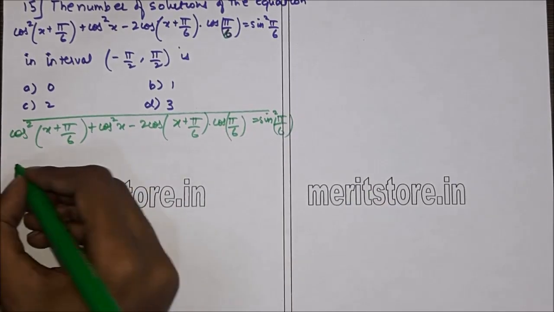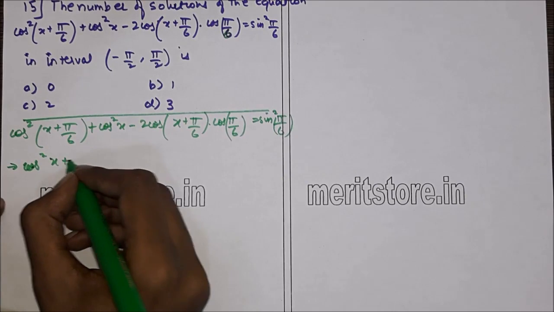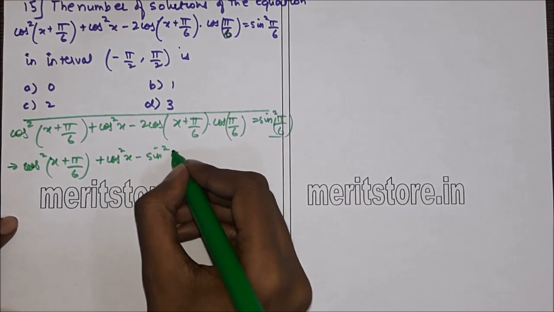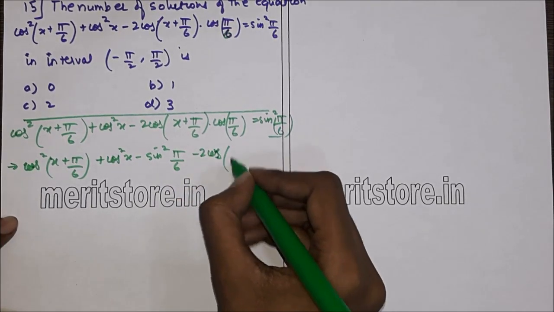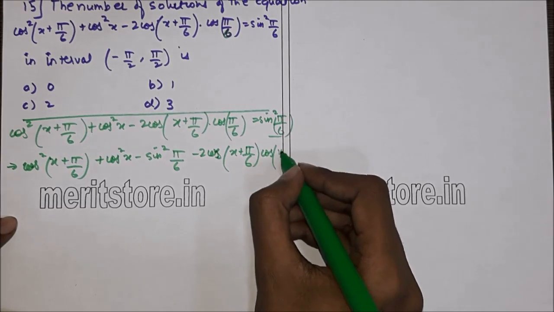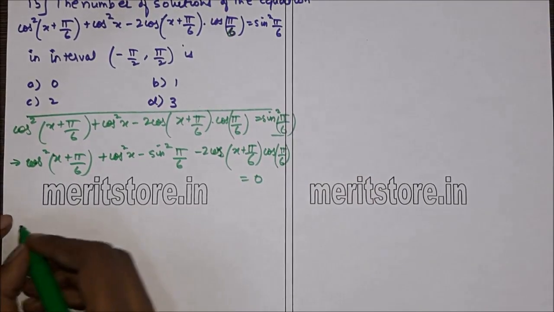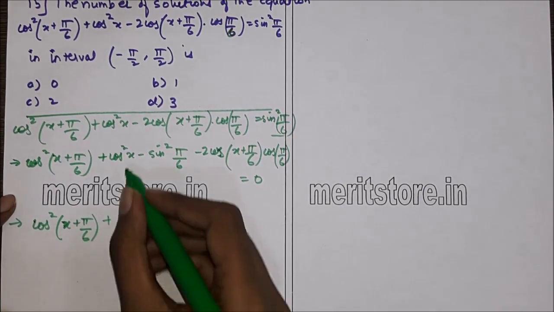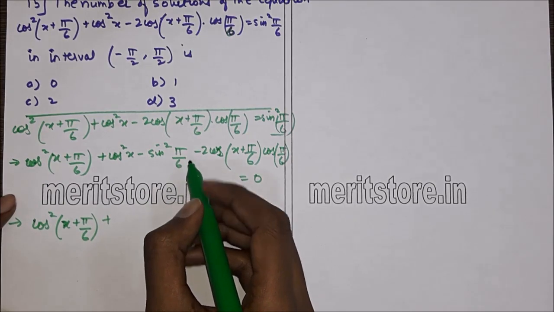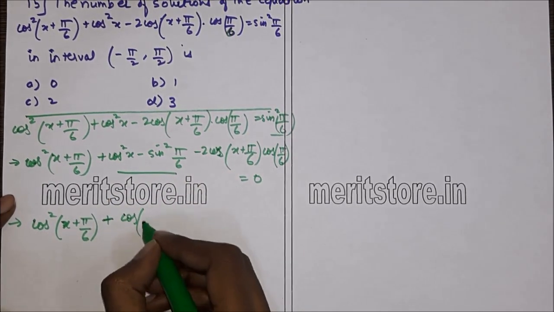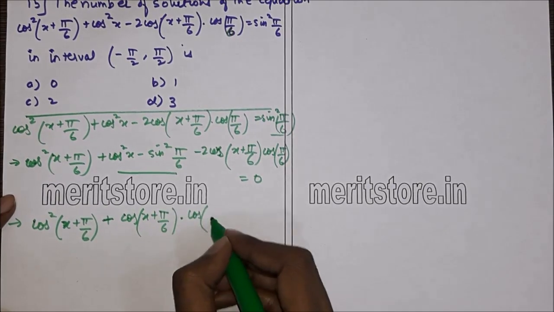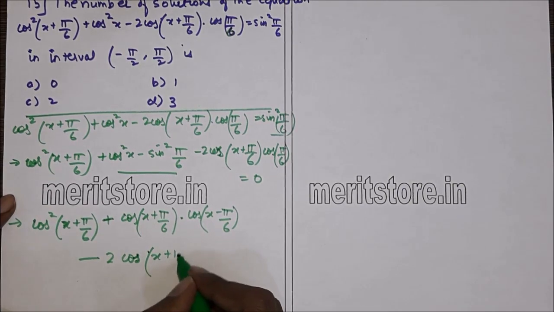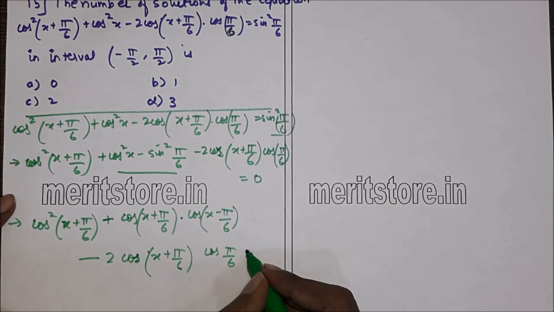We bring this term to the LHS. So this gives us cos²(x + π/6) + cos² x − sin²(π/6) − 2 cos(x + π/6) cos(π/6) = 0. Now cos² x − sin²(π/6) can be written as cos(x + π/6) cos(x − π/6), and the rest remains the same, 2 cos(x + π/6) cos(π/6) = 0.